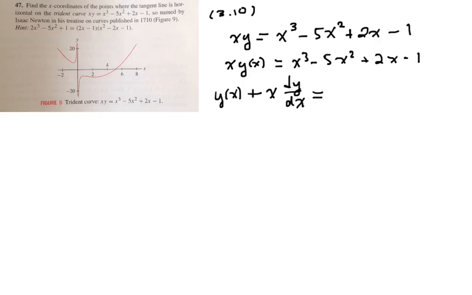On the right-hand side, there are no y's, so we take the derivative with respect to x and get 3x squared minus 10x plus 2.